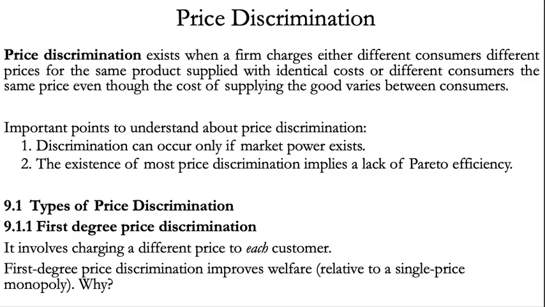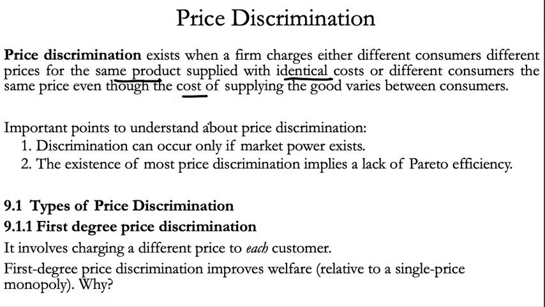Technically, price discrimination exists when a firm charges either different consumers different prices for the same product. You charge different prices for the same product, but then you have identical costs. So you don't have a clear justification as to why you want to charge different consumers different price, or different consumers the same price even though the cost of supplying the good varies between consumers. That is also discrimination, okay, as if the one with the higher cost gains more because they are charged the same price as the one that has a lower cost. Okay, supposedly the one that has higher cost should be charged higher, isn't it?